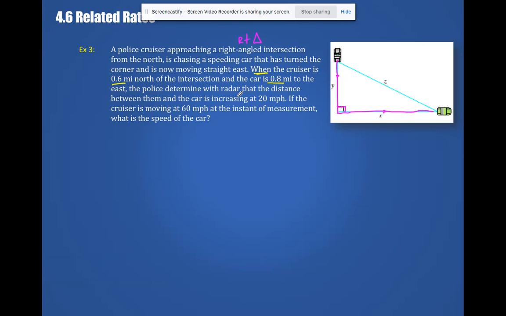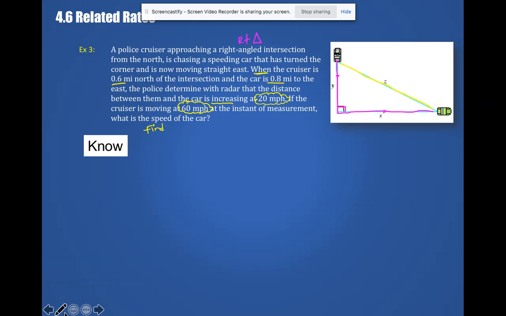The police can determine that the distance between them, there's my hypotenuse, is increasing at a rate. There's a given rate. And if the cop car, oh, hey, I've got another rate. At the instant of measurement, what is the speed of the car? So that's what they want me to find.